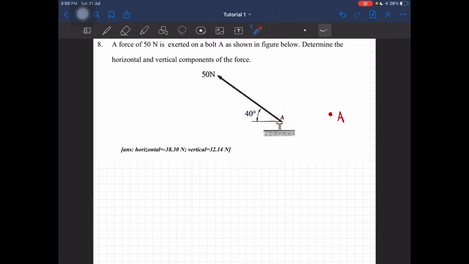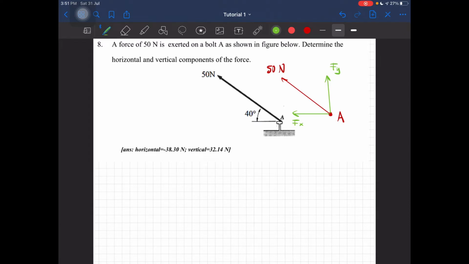So we are looking at a point. The point is the image, the system. Okay, so at point A there is a force going out, 50 Newton. There's a force at that bolt, 50 Newton, and then we have to find the vertical as well as the horizontal component. So this one is Fy, this one is Fx.